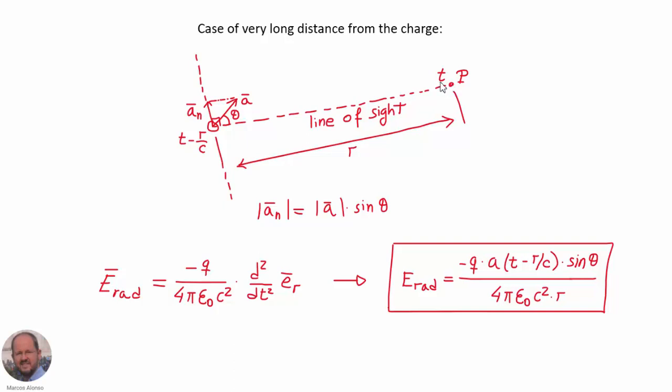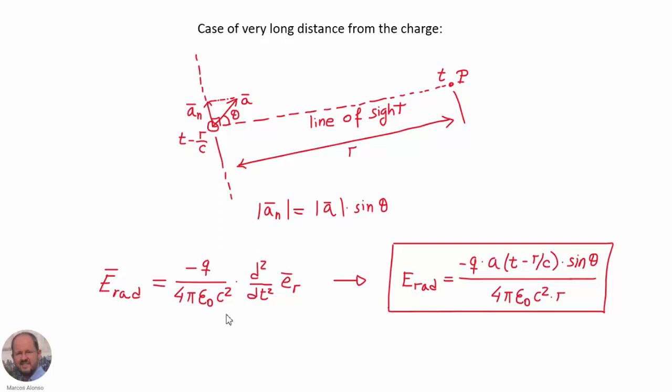here and at a given instant T, we have to consider the position of the particle, as we know, at the time instant T minus R over C, which is the retarded position. And then what we have to obtain is the component of the acceleration in the normal direction of the line of sight. This component is very easy to obtain knowing the value of the acceleration vector. The normal component is going to be equal to the magnitude of the acceleration times the sine of the angle theta. The angle theta is the angle of the acceleration of the particle with the line of sight.